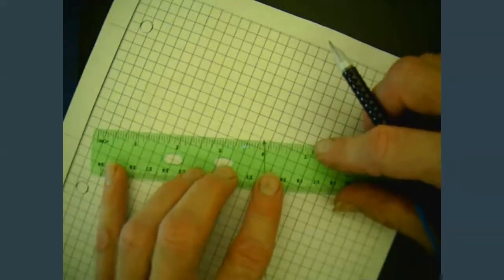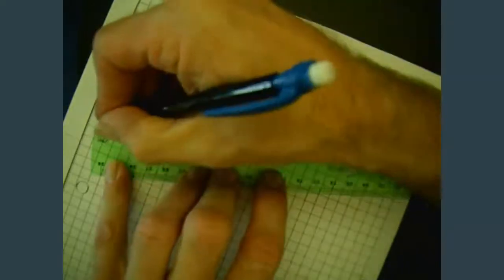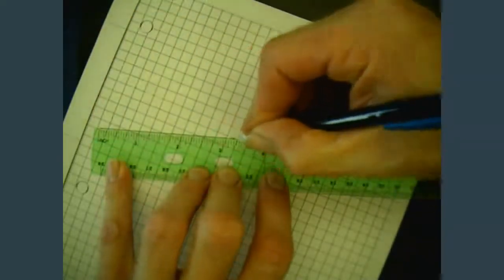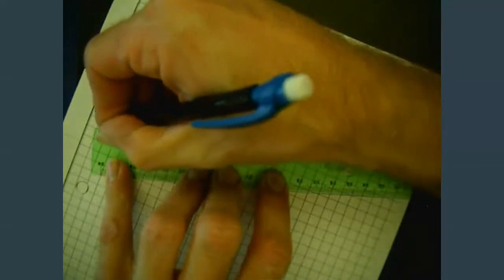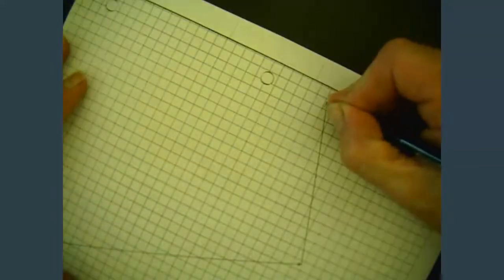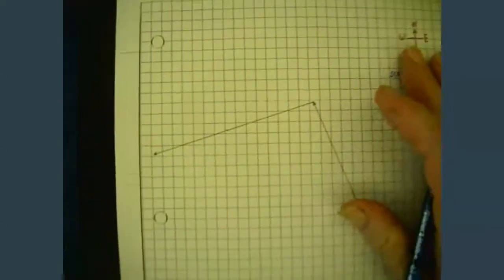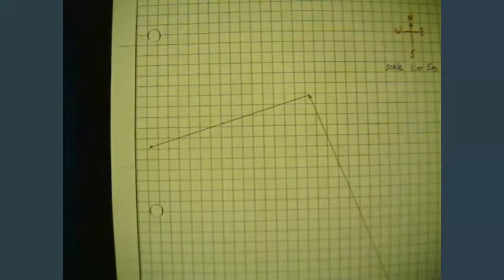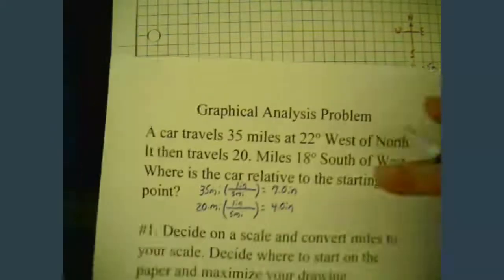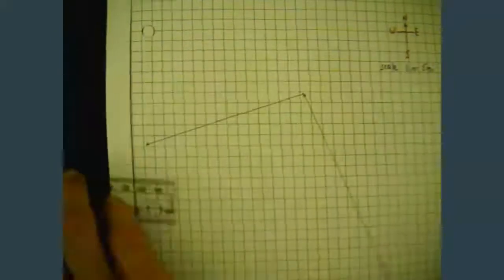So let me get it lined up just right. And look at that, just made it on my paper. Again, the larger you make this, the more precise and the more accurate you're going to be. And there's my second point then. This one is 7 inches, 7 inches, 4 inches, 4 inches.